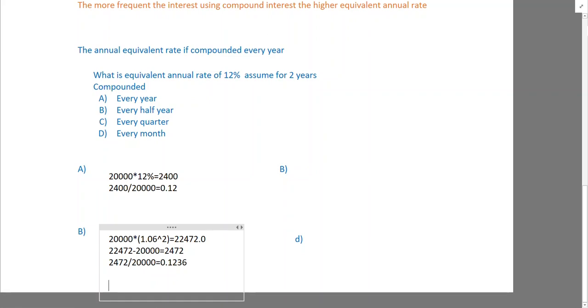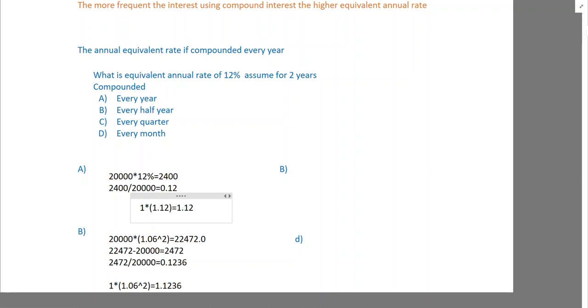You can take 1 multiplied by 1.06 power 2, and that will give you the interest. Like in the previous one, we had 1 multiplied by 1.12, so we have 12% interest. So you don't have to imagine an amount, you can just do it with 1. So it basically tells you what happens to 1 after 1 year.